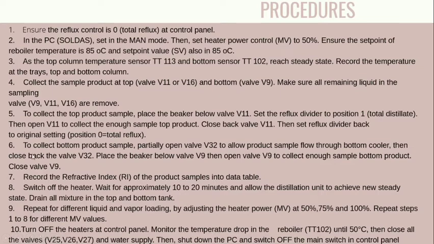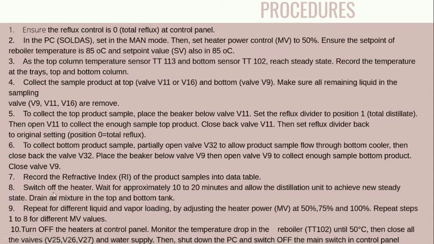Number 6, to collect bottom product sample, partially open valve V32 to allow product sample flow through bottom cooler. Then close back the valve V32, place the beaker below valve V9 and open the valve V9 to collect enough sample bottom product, and then close the valve V9. Number 7, record the refractive index, RI, of the product samples into data table.